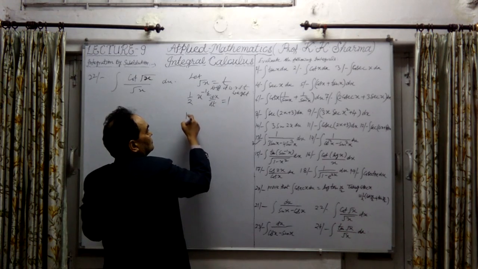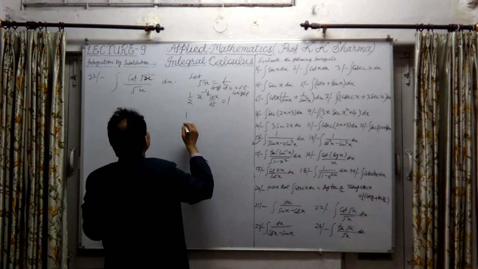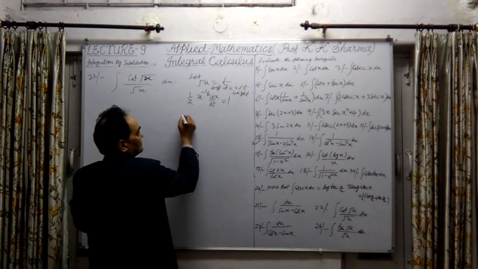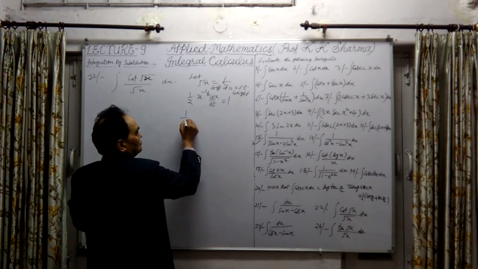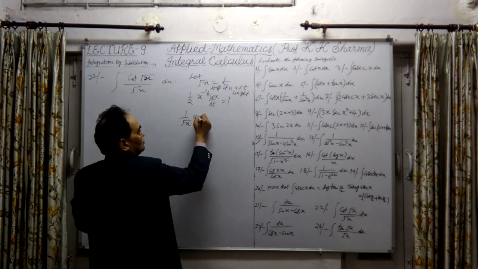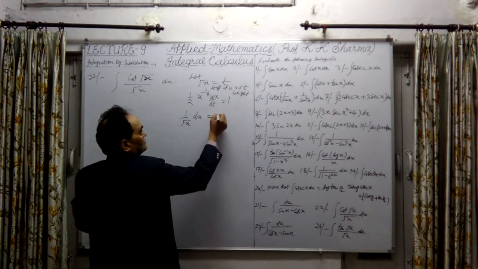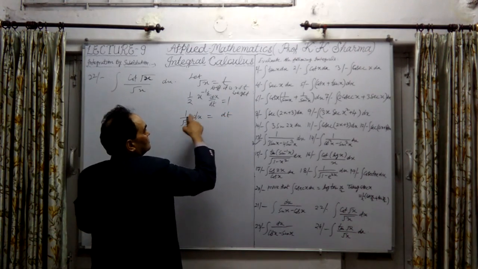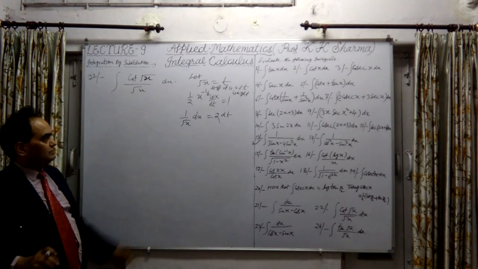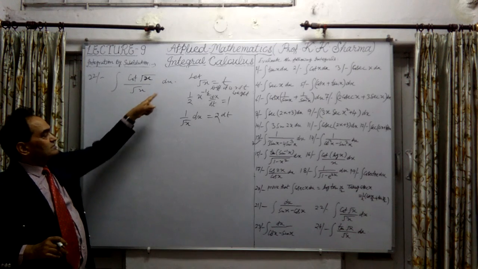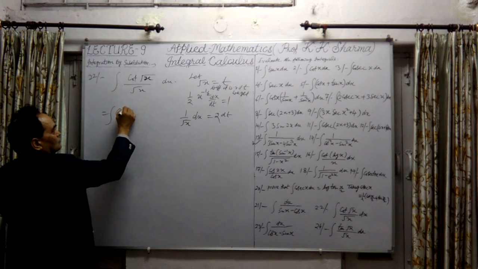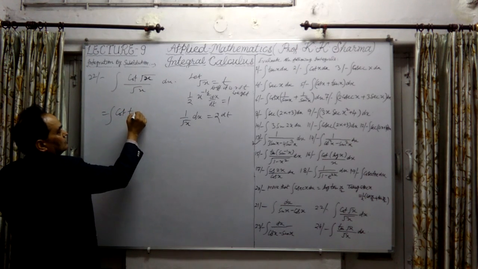That means the 2 can be taken to that side. It will be 1 upon root x, as the power minus half goes to the denominator, into dx, and this dx equals 2 dt. So in place of this, 1 upon root x into dx equals 2 dt. It can be written as cot t into 2 dt.